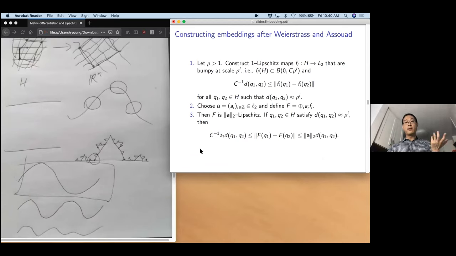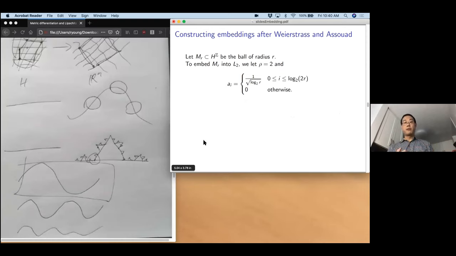And so in particular, we should be able to get a bound on the distortion by looking at the size of these coefficients. If we can make these coefficients large, then we can get a map with low distortion. And so that's exactly what we do. If we want to construct a map from the ball of radius r in the lattice to L2, we do this construction, we let rho equal 2, and we choose a sub i to be 1 over root log r when i is between 0 and log base 2 of r, and then 0 everywhere else. This has the property that the sum of the squares of these coefficients is order of 1. So the map we get by summing a sub i f sub i is roughly 1 Lipschitz.